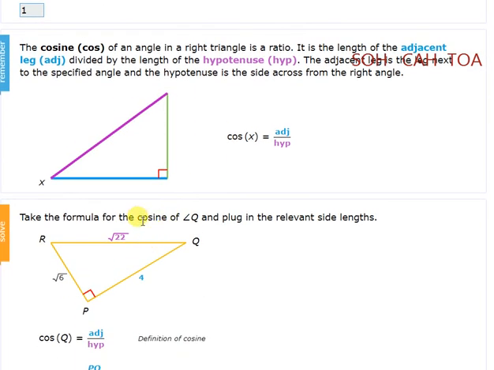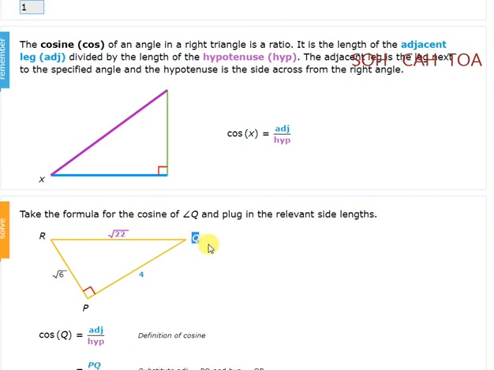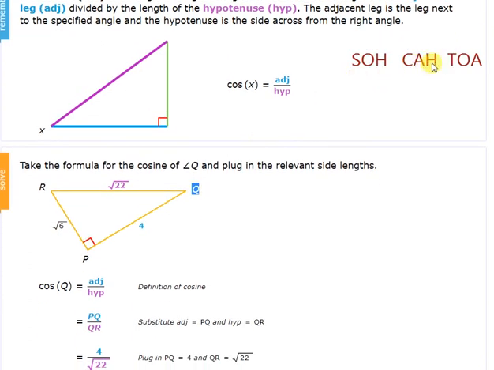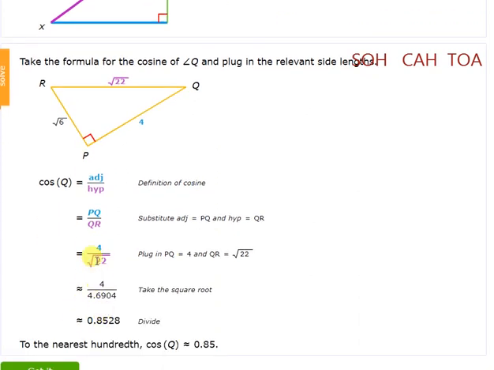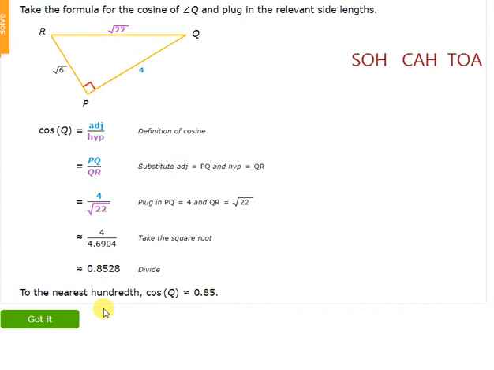For example, we are finding cosine of Q. So according to Q, we need cos, which means adjacent over hypotenuse. According to Q, this is 4, which is adjacent, and this is the hypotenuse, square root of 22. So we just put in the values, take the calculator, and find its value. It is not a big deal, right? If you have a larger value, just take 2 to 3 decimal places and put in the answer, right? So don't worry about the roots or anything you have in any of the questions.